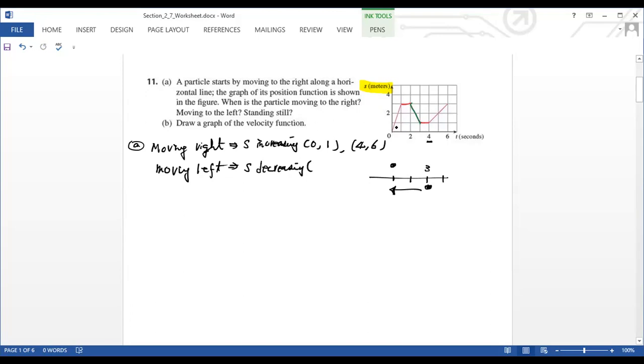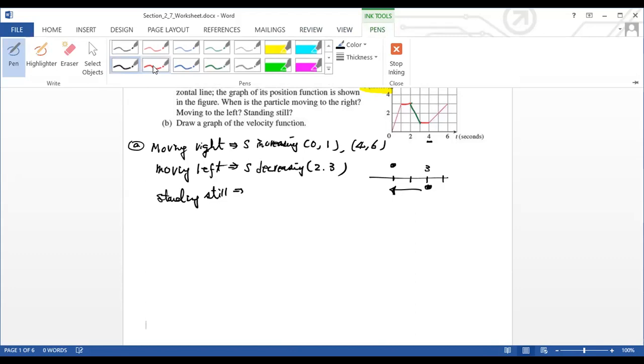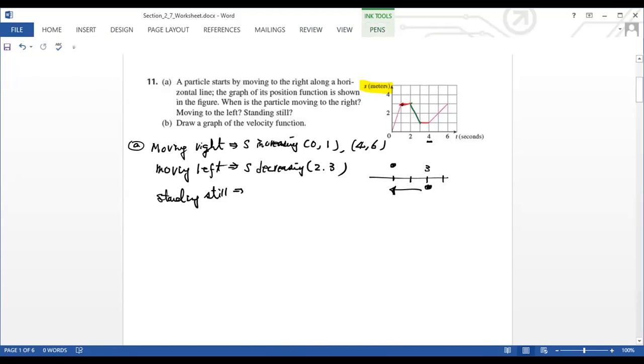So what are the intervals here? This is 2 and 3, okay? And then when the particle is standing still, take a look at the standing still, that means I'm not moving anywhere. Take a look at this one: at 1 second, I'm at position 3. Then when the time moves to 2 seconds, I'm still at position 3. So that means I'm not moving, right? So that means s is a constant, right?